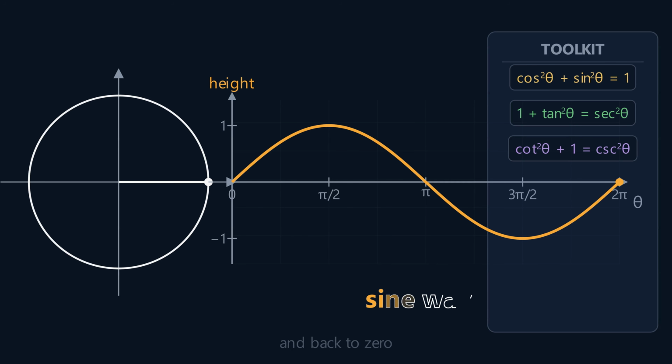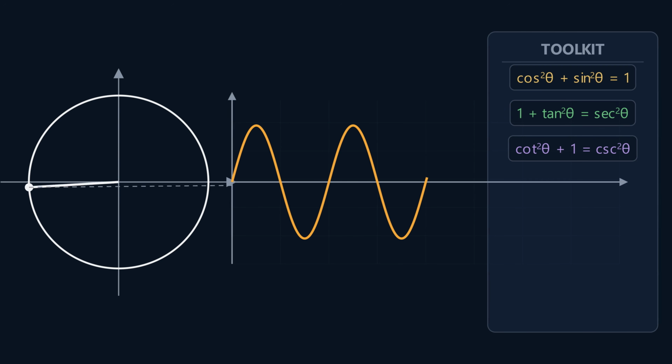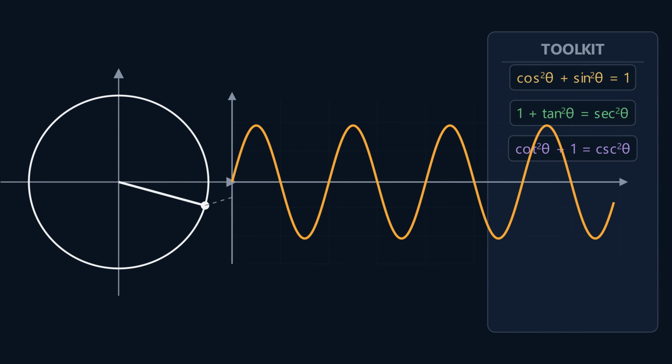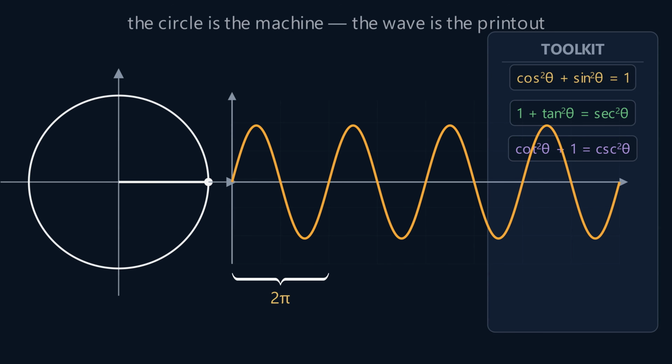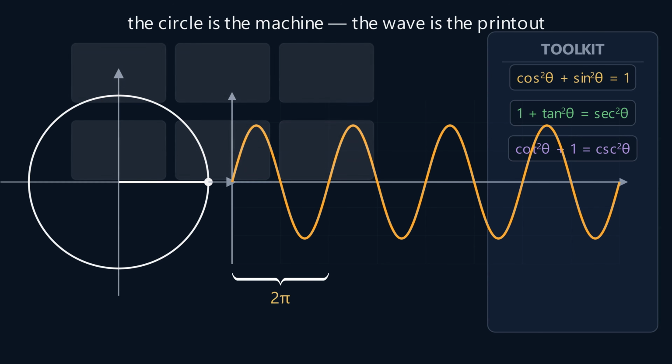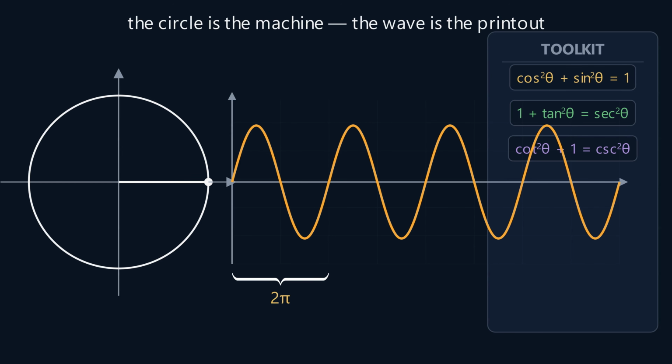That shape has a name, and you have seen it your entire life. Keep going, and it does it again. The circle is the machine, the wave is the printout. Every wave you have ever seen, sound, light, water, electricity, is something, somewhere going round in a circle.